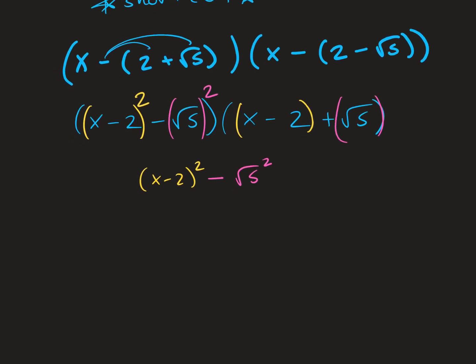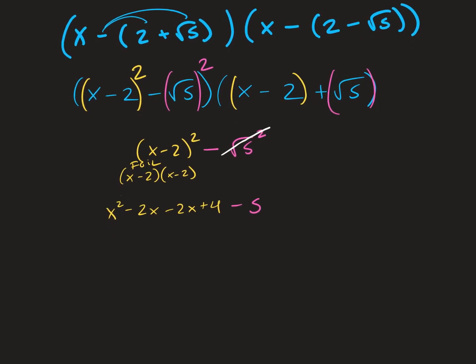So now I'm just foiling out x minus 2, because if it's x minus 2 squared, we write it twice and foil. So this would be x squared minus 4x plus 4. And what is the square root of 5 squared? It would be the square root of 25, which would be what? So it ends up being 5 because the square root and the squared cancel. So this would just be minus 5. Now when we combine our like terms, we get x squared minus 4x minus 1.